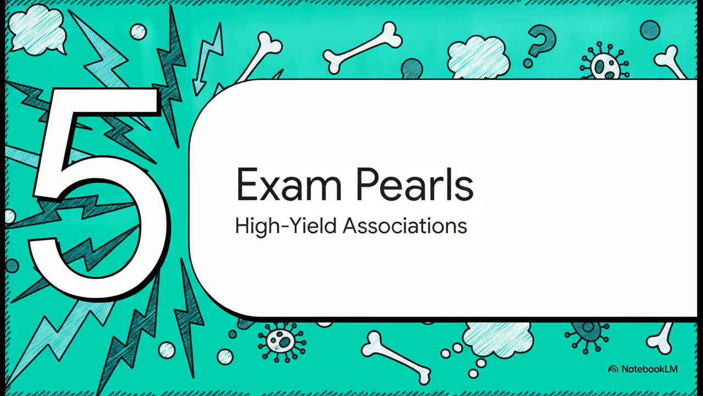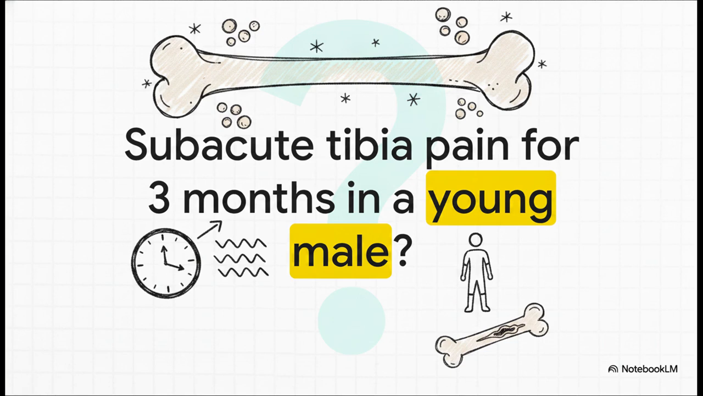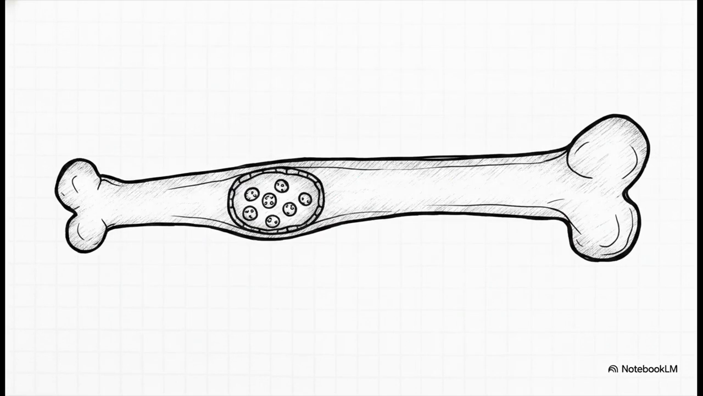Section 5. Exam pearls. Let's do a quick lightning round. Okay, picture this classic ward scenario. You've got a young male patient presenting with a subacute, dull ache in his tibia or femur. It's been bothering him for about 3 months. The workup finally grows Staph aureus. What is the specific eponym for this diagnosis? It's a Brodie's abscess. This is a classic presentation of subacute osteomyelitis that walls itself off and acts super sneaky, usually in the long bones of young guys. Lock that Staph aureus association into your brain right now because question writers absolutely love it.